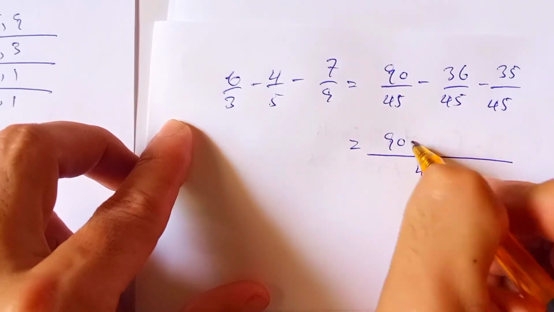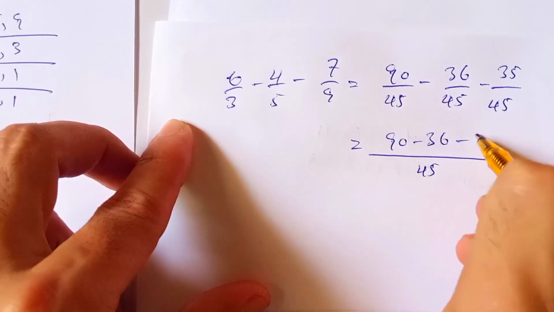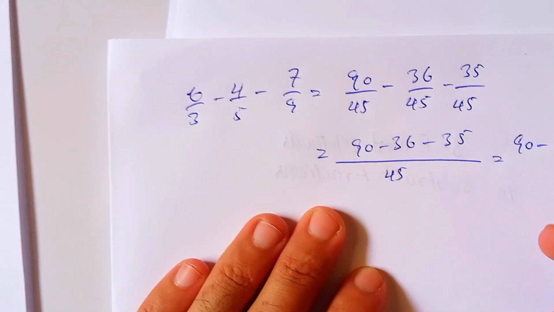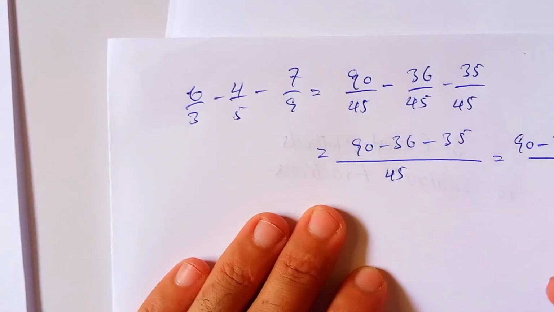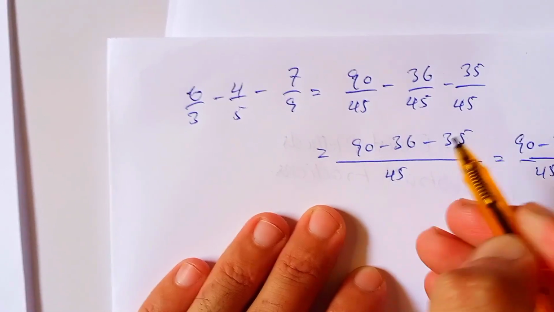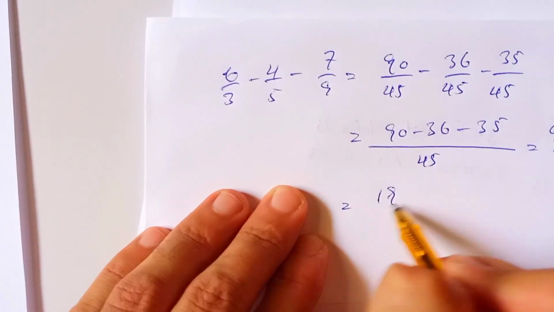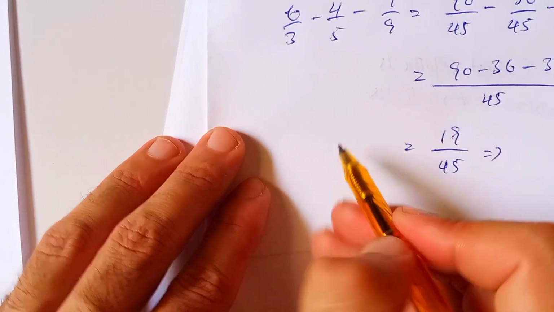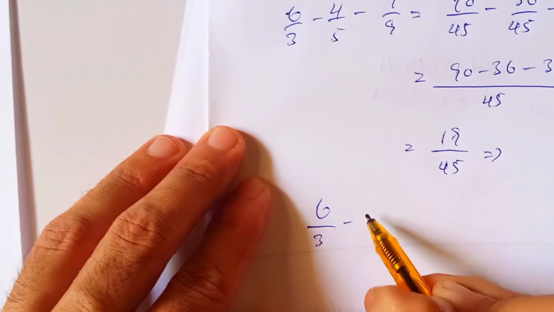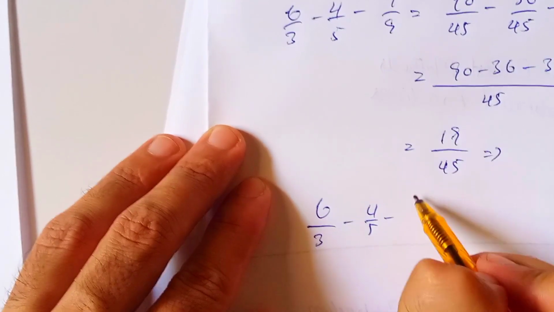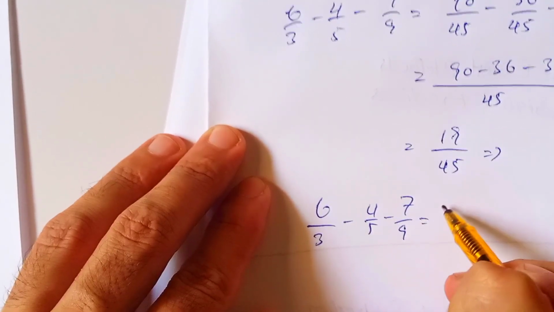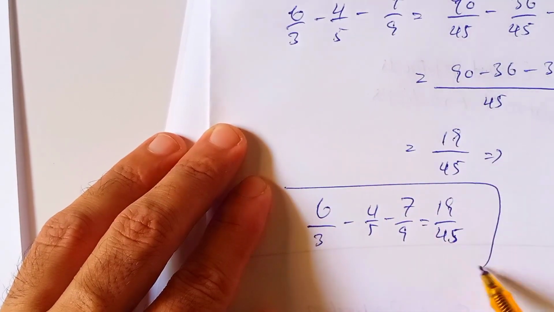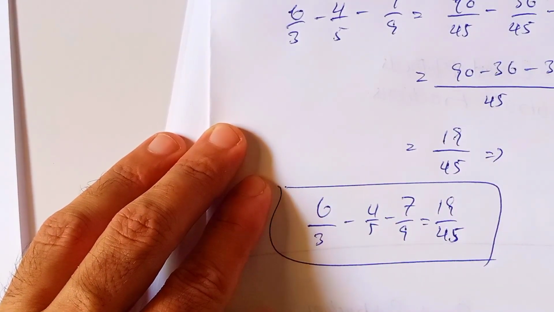So 90 minus 36 minus 35 is equal to 90 minus 71 over 45, which will be equal to 19 over 45. So we can say that 6 over 3 minus 4 over 5 minus 7 over 9 is equal to 19 over 45. That was the final answer for our question.